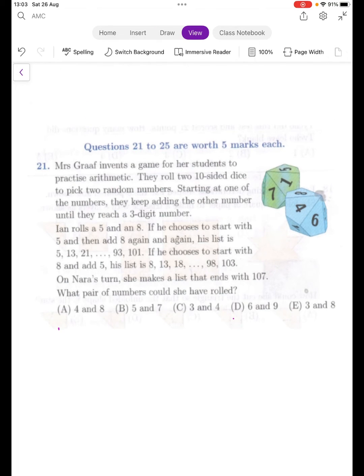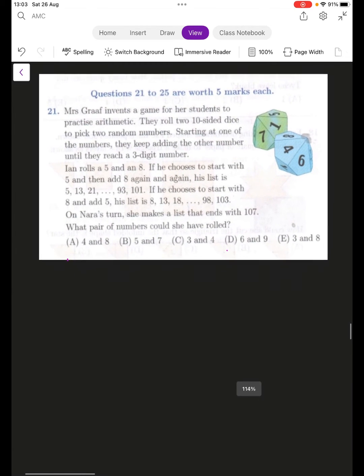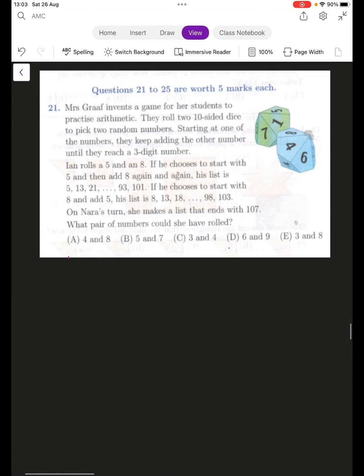All right, let's move to question number 21. And for this, I'm trying something new. Let's try a black background because I thought it might look cooler and make the question stand out more. All right, let's read the question.